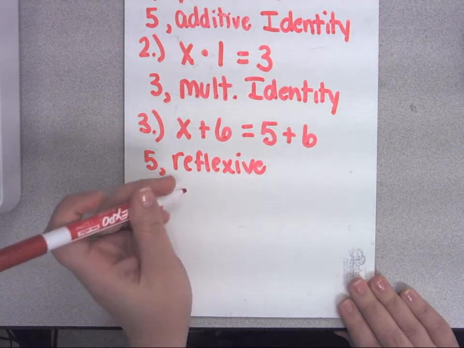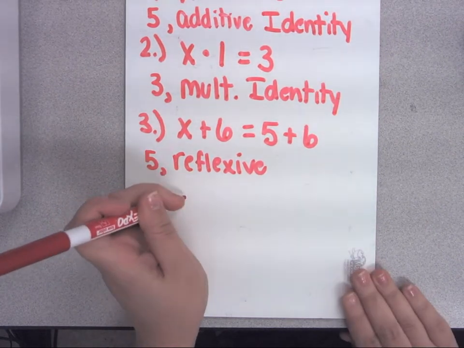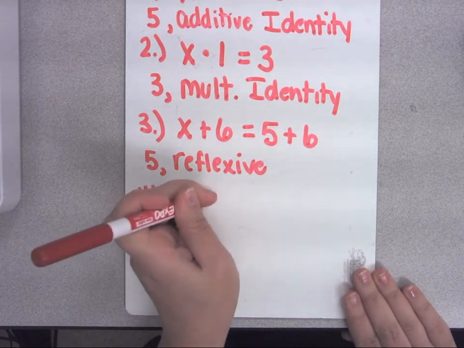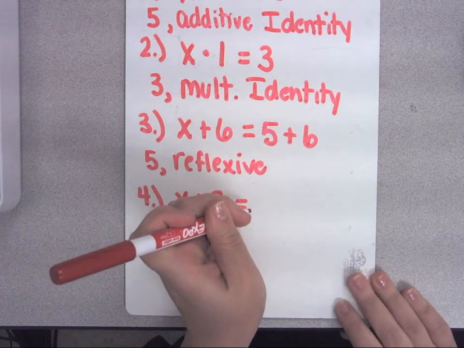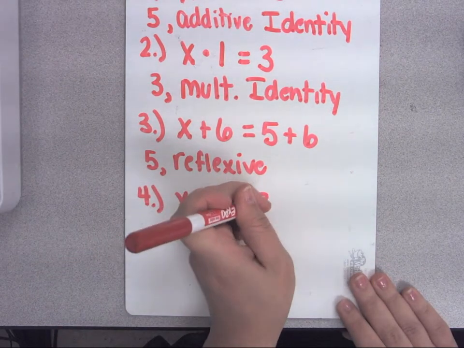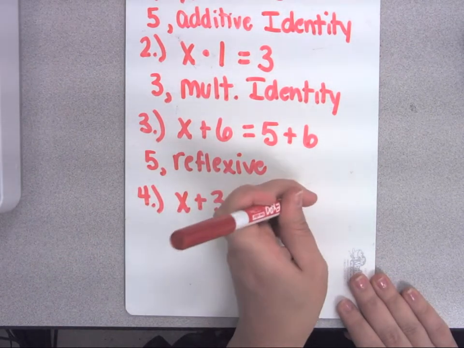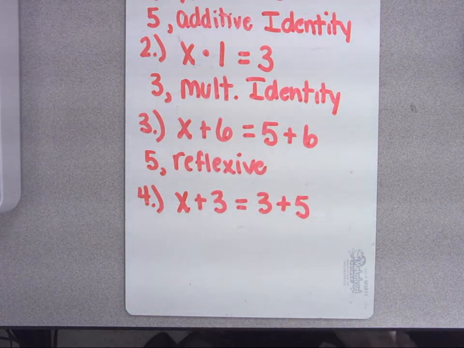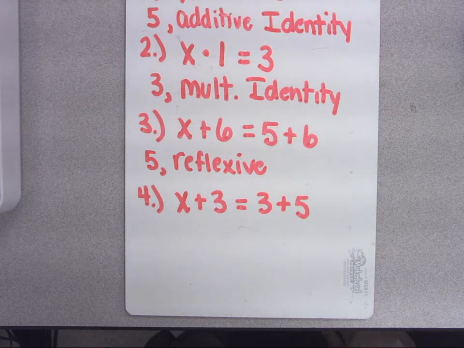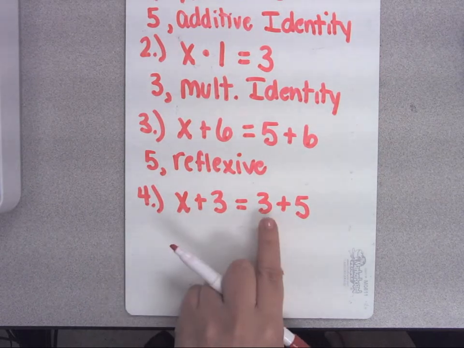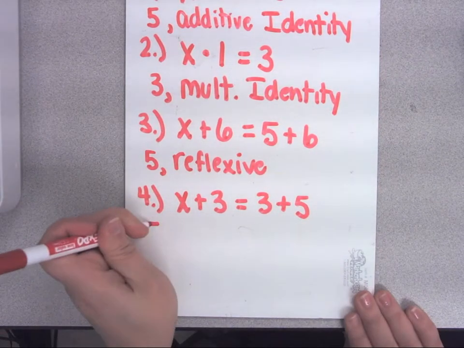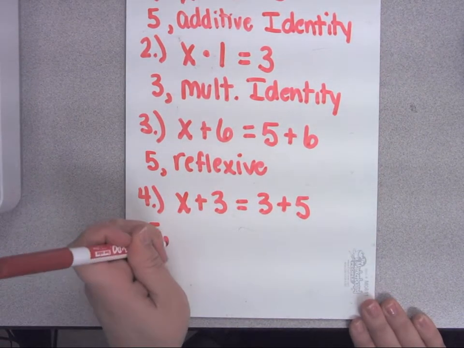Okay, how about x plus 3 equals 3 plus 5. Throwing you off now. Think about it. What's x going to be? That's the easy part. This says 3 plus something. Well, this one says 3 plus 5. So that means x has to be 5.